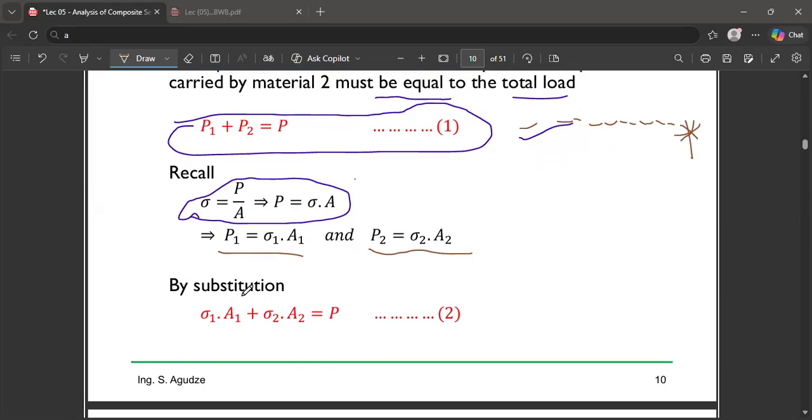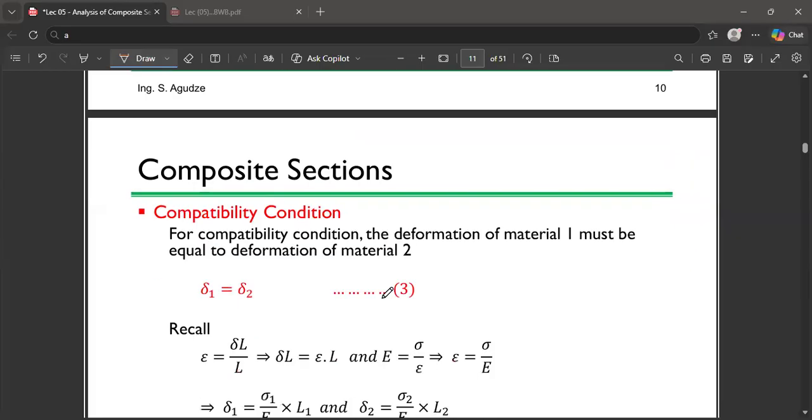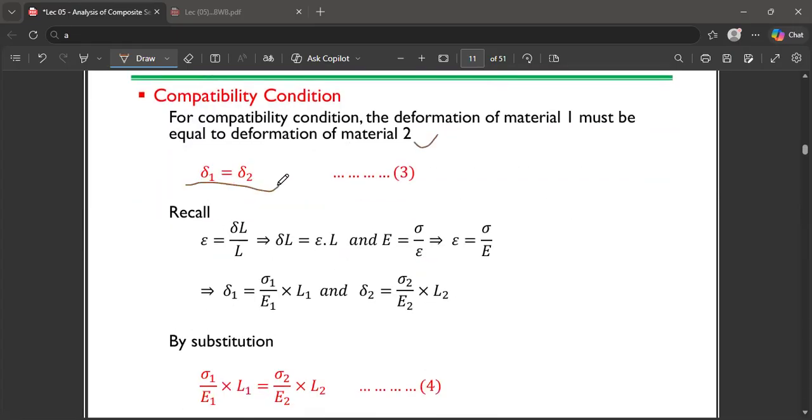Yes. So by substitution, you realize that from equation 1, we have now written it as this again. As simple as that. Let's also look at the compatibility condition. For the compatibility condition, we are saying that the deformation of material 1 must be equal to the deformation of material 2, and mathematically this is the meaning of that.